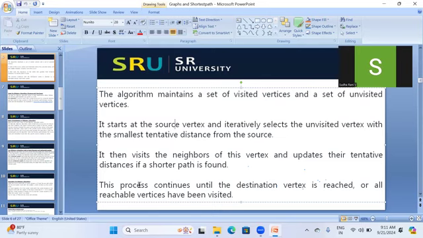So this traversing process continues until it reaches the destination vertex, or all the reachable vertices have been visited. One condition is either the destination vertex is reached, or all the vertices have been visited. So until one of these two conditions is met, the traversing has to be continued.